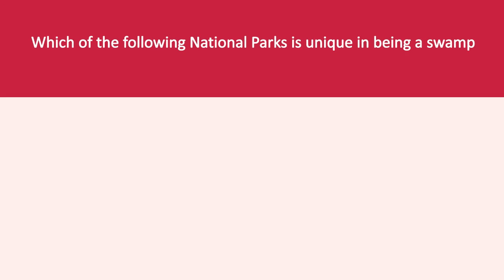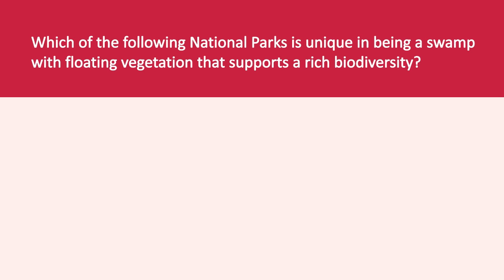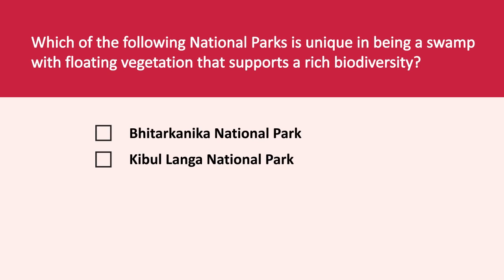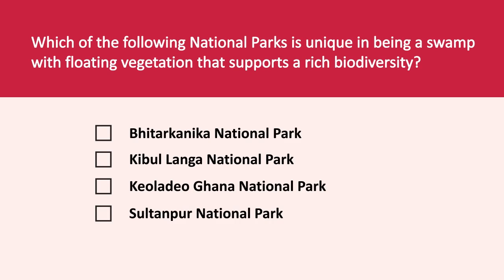An observation-based question that was asked in 2015 has been, which of the following national parks is unique in being a swamp with floating vegetation that supports a rich biodiversity? Note that it is talking about a floating vegetation. Bhitarkanika National Park? Can't be. Keibul Lamjao National Park in Manipur? Let's think about it. Kaeoladeo Ghana National Park? Not possible. Sultanpur National Park? Not possible. And the only option left is Keibul Lamjao National Park, that is going to be in Manipur with Loktak Lake. And that was a real test of observation.